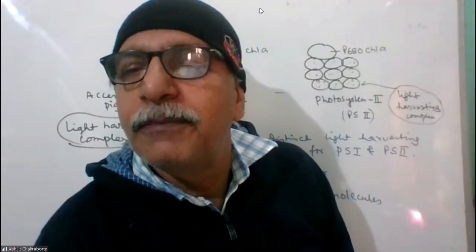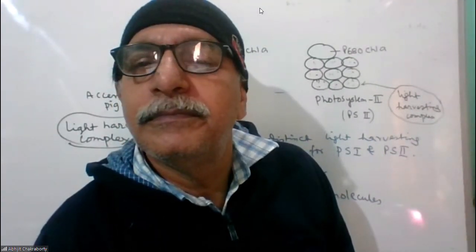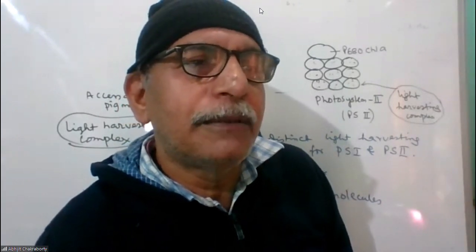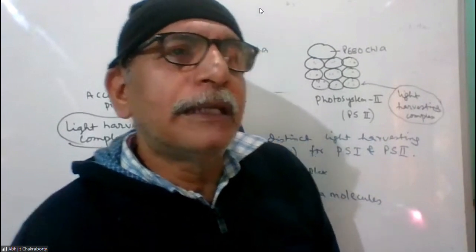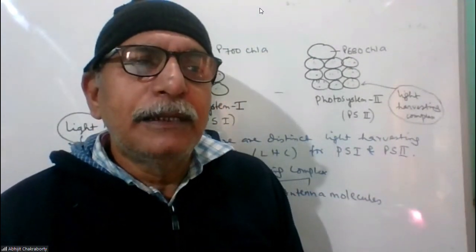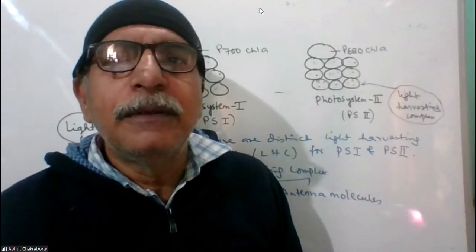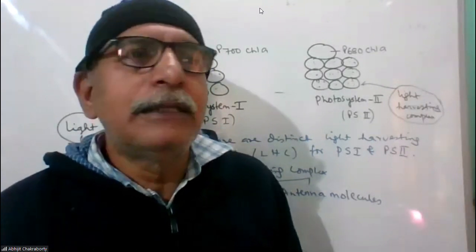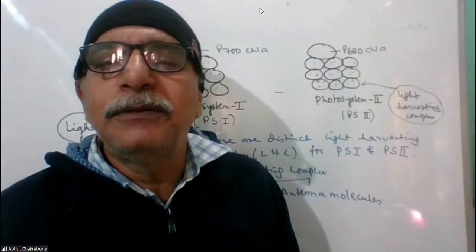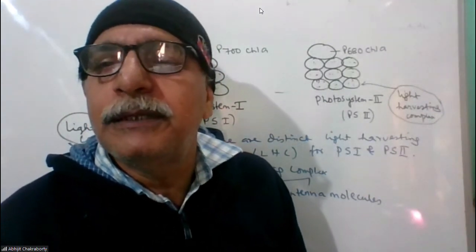Sir, what did you say about the core part? Core molecule is actually in the center of the light harvesting complex. The molecule present in the center of the light harvesting complex is called the core. And here basically which one is found? Basically the reaction center chlorophyll. If it is PS1 then you will get the P700 chlorophyll a. If it is PS2 you will get the P680 chlorophyll a.